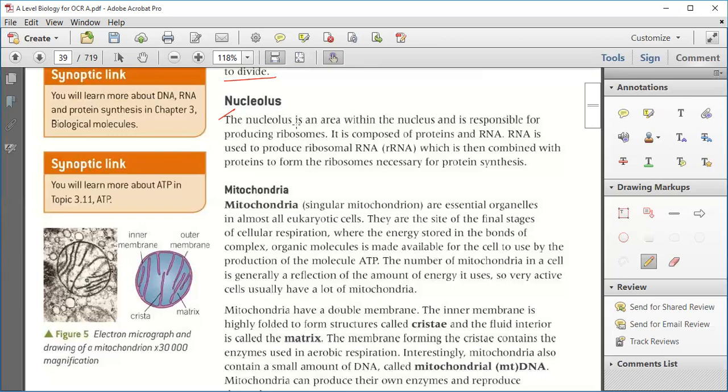The nucleolus is an area within the nucleus which is responsible for producing ribosomes. It's produced there, but it is then outside of the nucleus. The nucleolus is an area within the nucleus and is responsible for the production of ribosomes. It is composed of proteins and RNA.